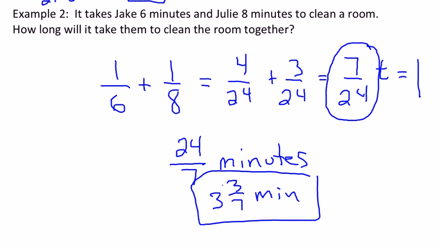When you look at these nice clean numbers, you think maybe it's going to be an easy answer for how long it takes them to do it together. It doesn't turn out to be, but it's a pretty easy solution. Add the rates together and then take the reciprocal.